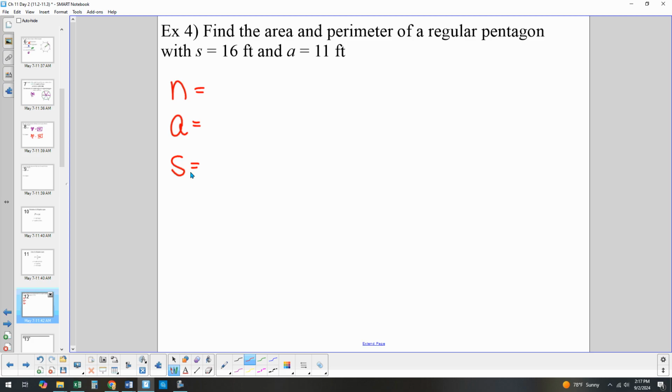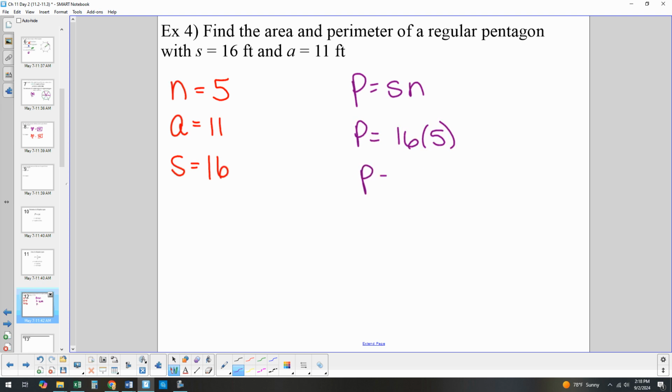And it's going to help the teacher, me, know what exactly you thought things represented in this problem, especially because I just told you it's a pentagon. So I should be able to see that you know n equals 5. The apothem a is 11 and the side is 16. So if I want the perimeter, which is s times n, that's going to be 16 times 5. So the perimeter is really 80, and we're going to include our units, feet.